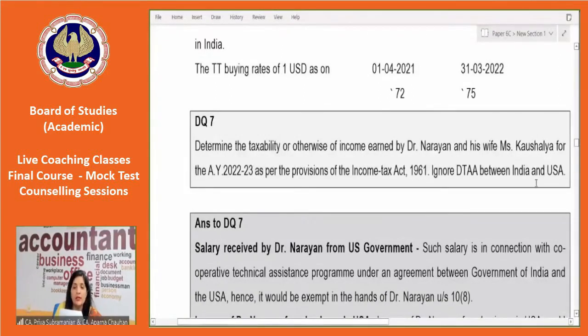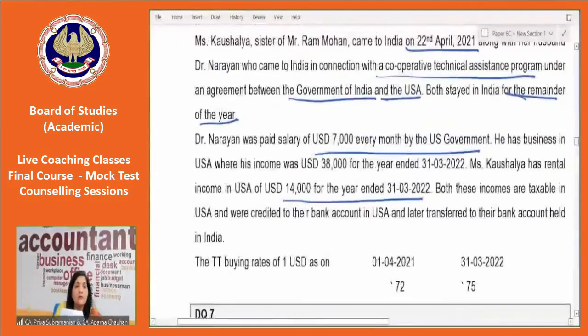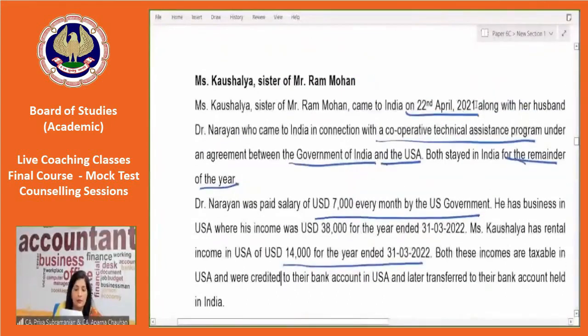Ignore DTA between India and USA. You have to determine based on the income tax provision. Ms. Kaushalya and Mr. Ram Mohan came to India on 22nd of April. They become resident but not ordinary resident for the previous year 21-22.